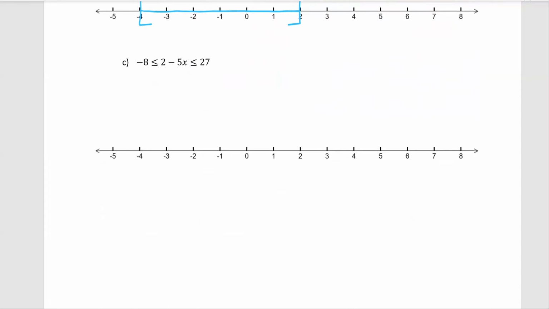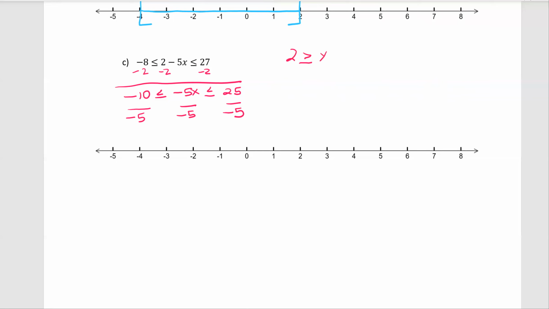And last but not least, example C. Let's isolate the x by subtracting 2 from all 3 sections. Now we're going to divide by -5. When we divide by -5, we must reverse the inequality signs. So we have 2 is greater than or equal to x, and x is greater than or equal to -5.